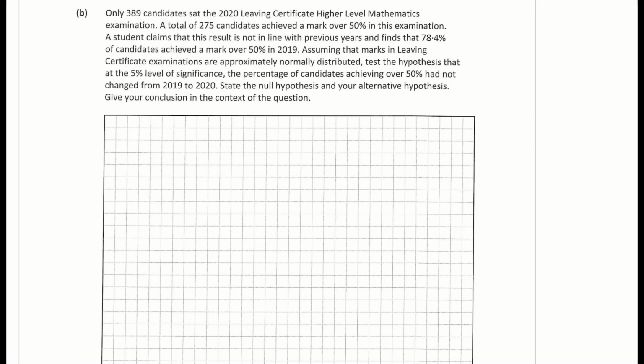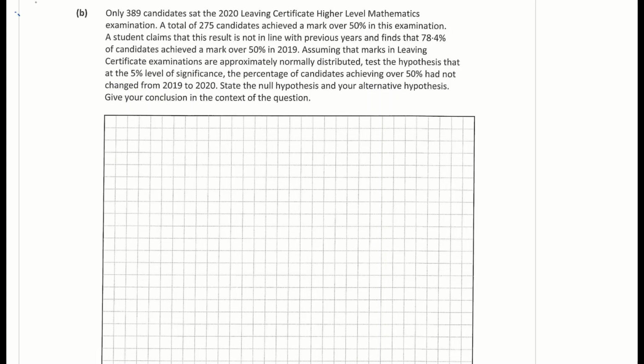Part B, only 389 candidates sat the 2020 Leaving Cert Higher Level Maths paper. A total of 275 candidates achieved a mark over 50%. A student claims that this result is not in line with previous years and finds that 78.4% of candidates achieved a mark of 50% in 2019. Assuming that marks are normally distributed, test the hypothesis at a 5% level of significance that the percentage of candidates achieving over 50% had not changed from 2019 to 2020. State the null and your alternative and also give your conclusion.